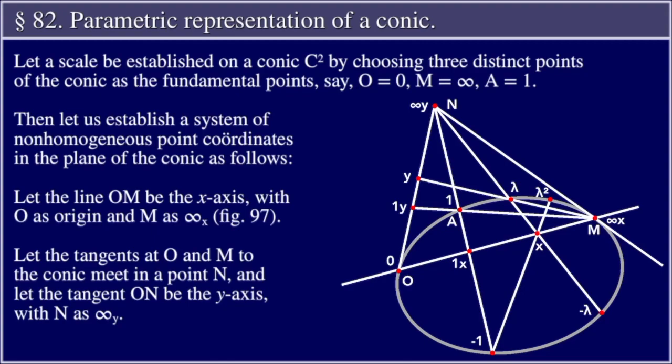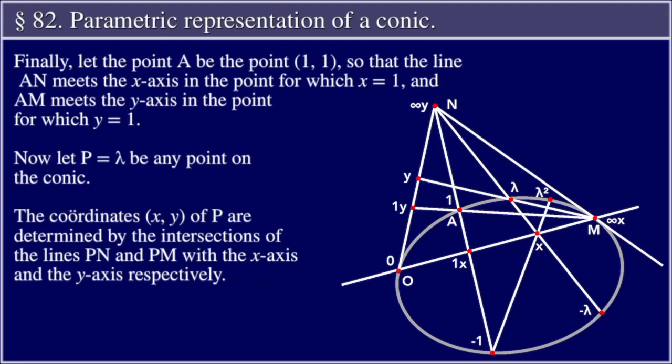Figure 97. Let the tangents at O and M to the conic meet in a point N, and let the tangent ON be the y-axis with N as infinity sub y. Finally, let the point A be the point (1, 1), so that the line AN meets the x-axis in the point for which x equals 1, and AM meets the y-axis in the point for which y equals 1.